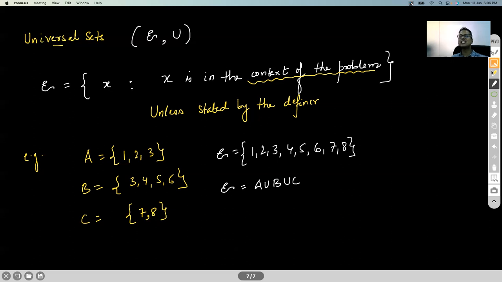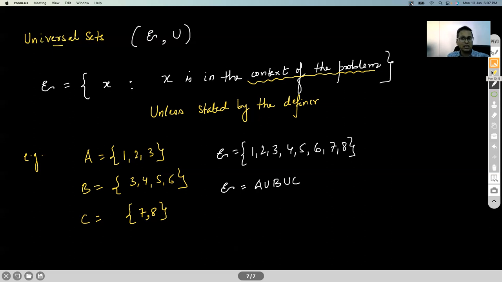Getting my point? So don't start taking the universal set as all natural numbers. No, that is not the right way to choose a universal set. I'm repeating again: universal set is a set which contains the elements which are in the context of the problem, unless stated otherwise by the person. There are many occasions when the person himself or herself will tell you, see, this is the universal set. In that case, you have to follow what he or she is telling you. But if you want to make your universal set with respect to that given question, then all you need to do is take all possible elements which are present, put them in a set, and that will be the universal set. In short, you are taking the union of all the sets which are present in the question.